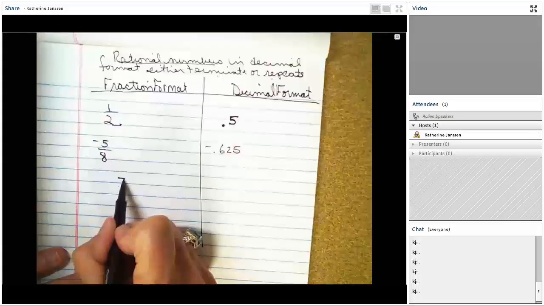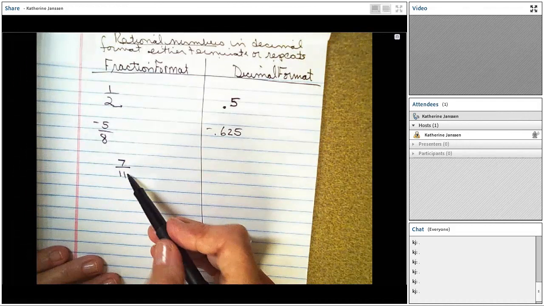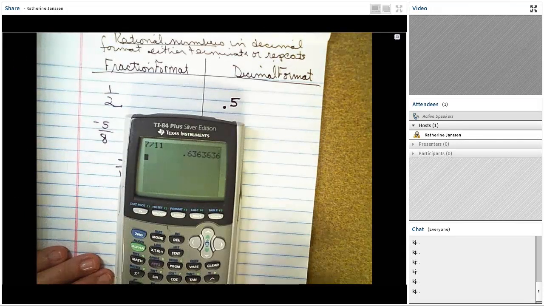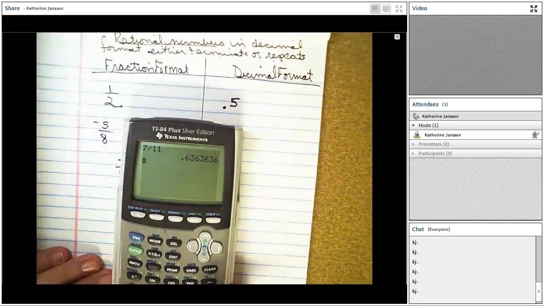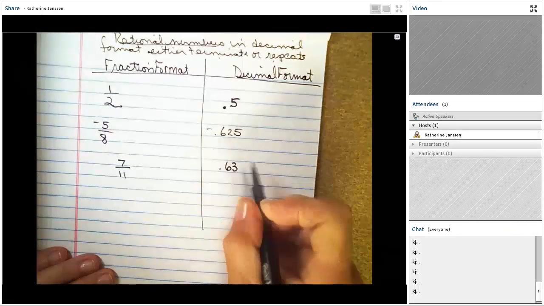Let's see, it's 7/11. We have an integer divided by an integer where the denominator is not equal to 0. Let's check on our calculator again. 7 divided by 11, and I get 0.636363. That's an example of a repeating decimal.